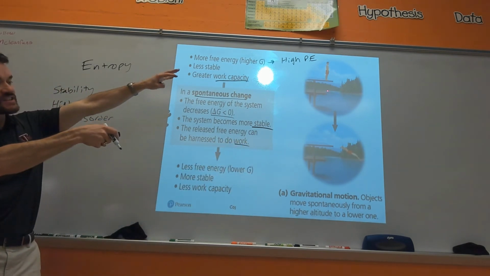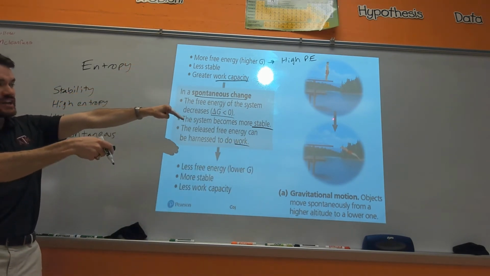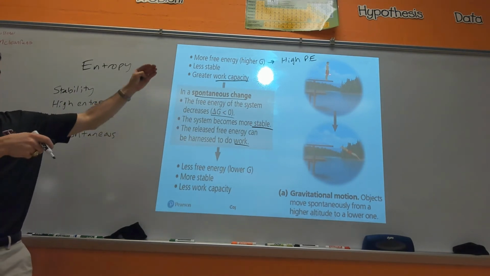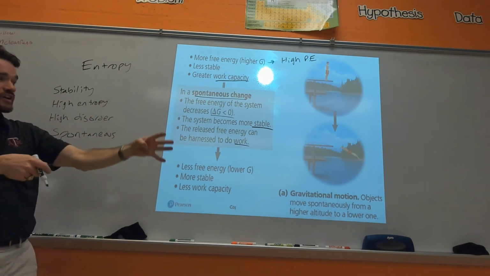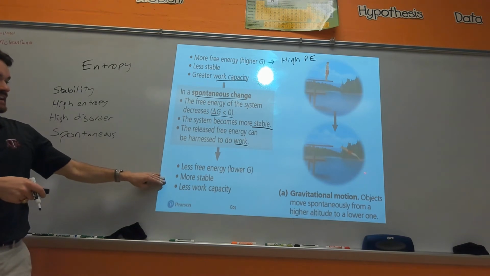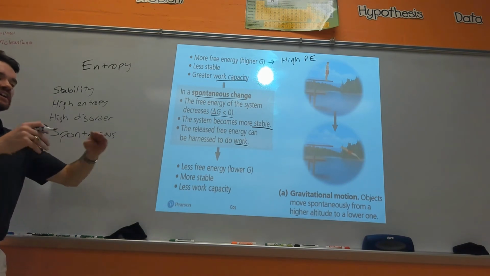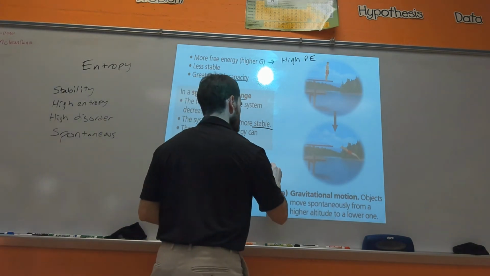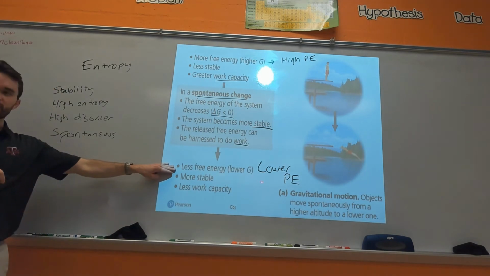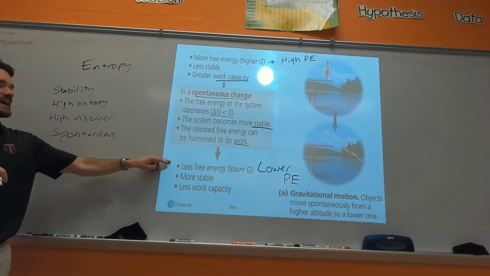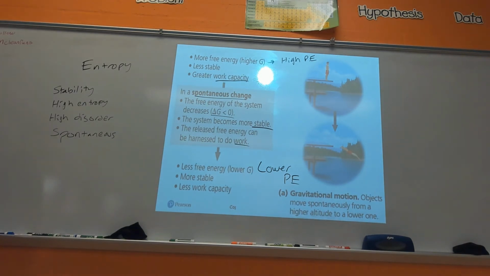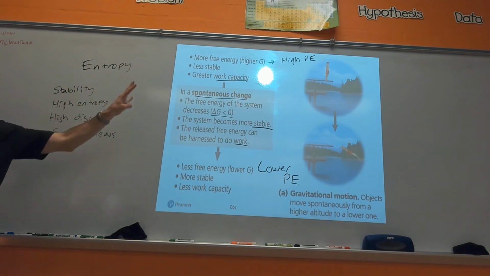So if you could harness all this potential energy being transmitted to kinetic energy, this person is doing a form of work by doing this dive. Theoretically, you could harness that energy and use it to do some sort of work. And then at the ending point, where they're in the water, they have lower potential energy. They have less free energy. Their G is lower now. They have less ability to do work, but now they're more stable. Okay? So that's kind of a more physics-y example.